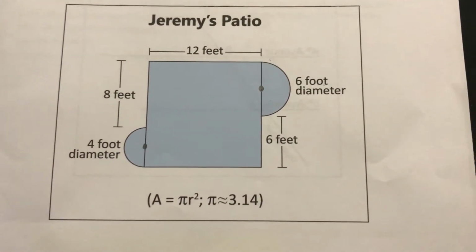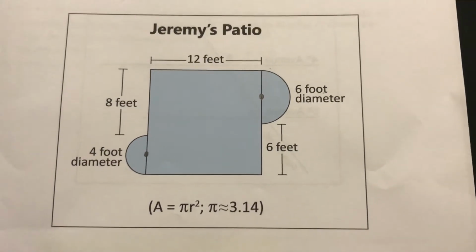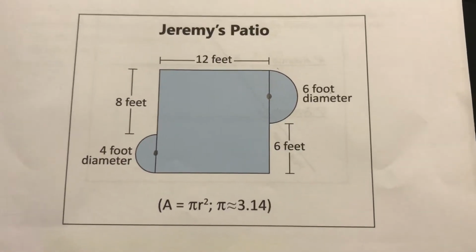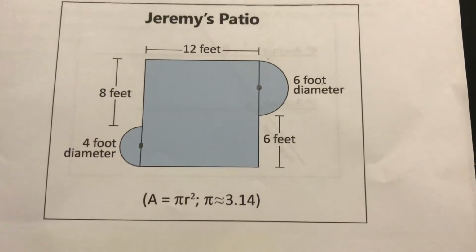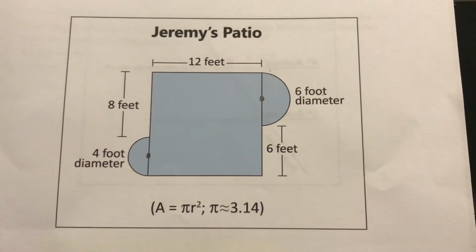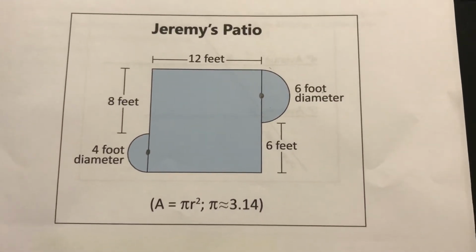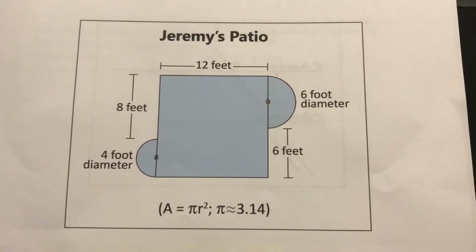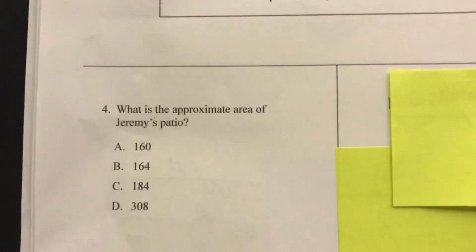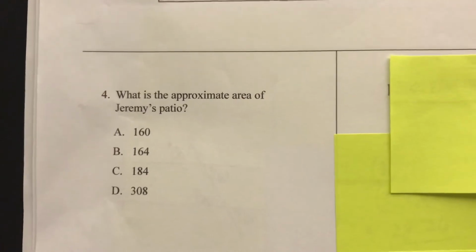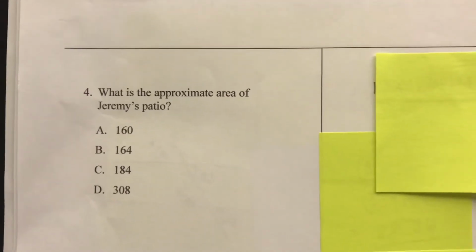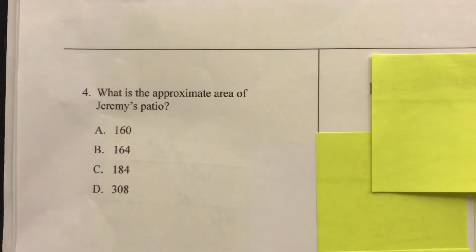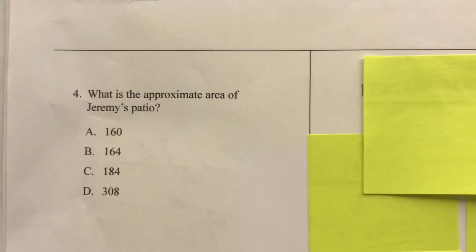We are doing the CASAS Goals math assessment questions. This is level D. These are the more advanced questions. So first one I have here is a question about area. This is Jeremy's patio. Question says, what is the approximate area of Jeremy's patio? 160, 164, 184, or 308?